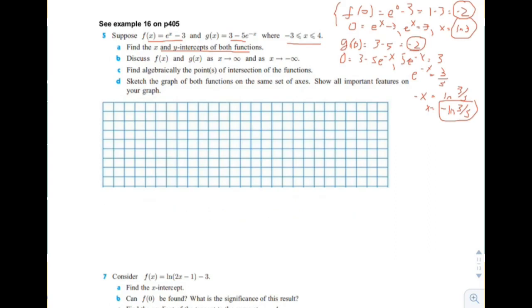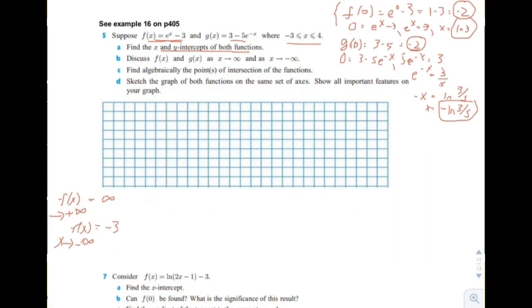Discuss f of x and g of x as x approaches infinity and negative infinity. Okay. So f of x, when x approaches positive infinity, and remember, this is all from like chapter 2, except in chapter 2 we didn't know the function e to the x yet, so it's a little bit different. If we put infinity in for that, we would basically get infinity. What about negative infinity? e to the negative infinity is like 0. So f of x, as x approaches negative infinity, is going to be equal to 0 minus 3, negative 3.